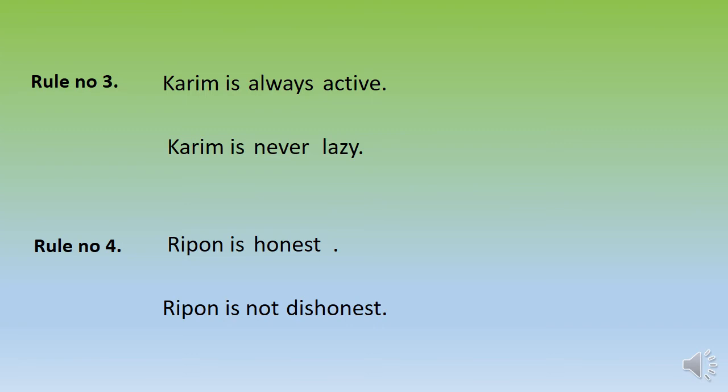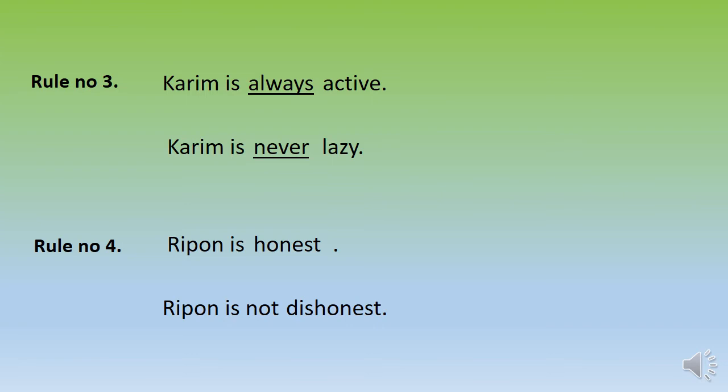Karim is always active. It is an affirmative sentence. And the negative form is Karim is never lazy. Dear students, look at this example attentively. In the first sentence, that is in the affirmative sentence, there is a term always. And we have replaced this always with the term never. Interesting, isn't it? Then we have another sentence, Ripan is honest.